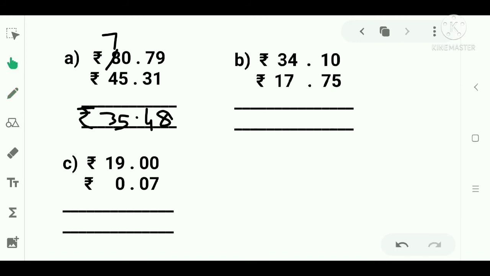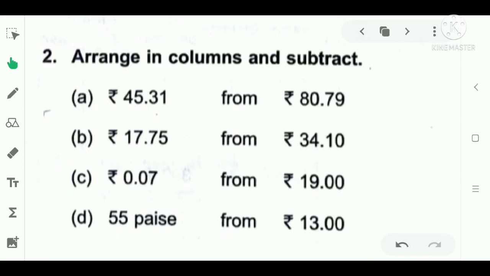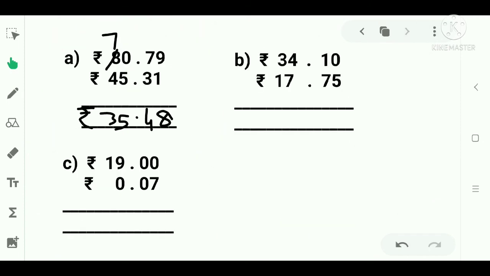Let's do next question. Now students, you can see here in the question 17 rupees 75 paise from rupees 34 and 10 paise. Now students, 34.10 we will write first. Under this we will write 17.75. So I have written like this: 34 rupees 10 paise, 17 rupees 75 paise. Now we will subtract it.